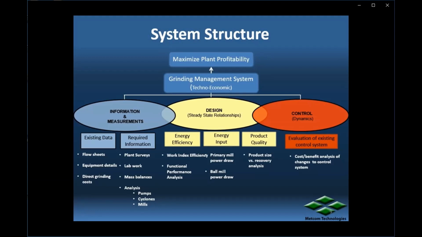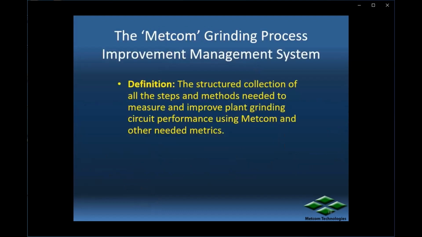And finally, grind process control, to ensure that desired operating conditions and desired grind size are maintained with changing ore conditions. Together, these manage all the technical and economic inputs needed to maximize plant profitability with grinding circuit improvements. Finally, by definition, the Metcom Grinding Process Improvement Management System is the structured collection of all the steps and methods needed to measure and improve plant grinding circuit performance using Metcom and other needed metrics.